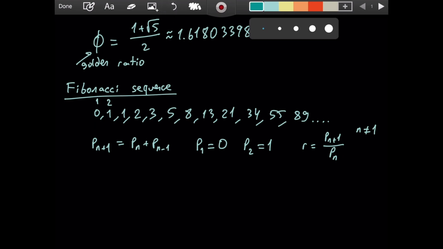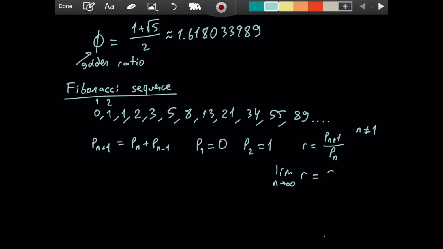Initially, this ratio is 1 over 1, which is 1. Then later on, it's going to be 2 over 1, which is 2. After that, it is 3 over 2, which is 1.5. Then it is 5 over 3, 8 over 5. So one thing we see is that this ratio is not constant. It is changing, and in fact it is changing in such a way that it is converging to a value. And I claim that in the limit as n approaches infinity, R converges to phi. Okay, this is the claim.